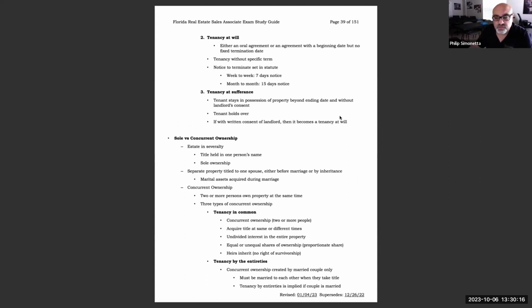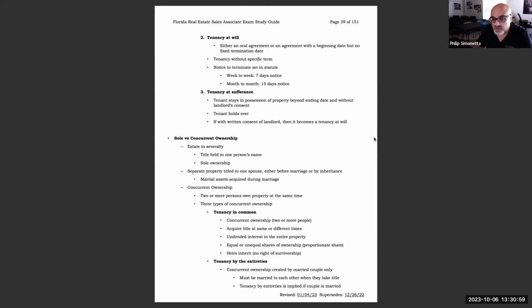Now let's look at the difference between sole and concurrent ownership. So sole ownership is when one person owns a property, and then concurrent is when there's two or more, right? So when one person owns a property, it's called estate in severalty. Title is held in one person's name, and that's sole ownership. Okay. Separate property titled to one spouse, either before marriage or by inheritance, would be this type of property. Like if you have a marital asset acquired during marriage, it can still be one person, but then the other person, if you're homesteaded, has interest in it, right?